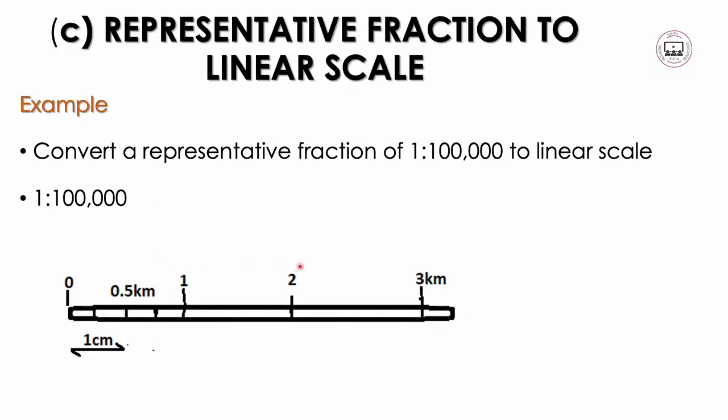So if we want to convert this to kilometers, you just divide that 50,000 by 100,000 centimeters, which will give us 0.5 kilometers. So this means that from 0 to 1, that is 2 centimeters, and if you divide this in half, then you have 1 centimeter, and that 1 centimeter represents 0.5 kilometers, while 2 centimeters represent 1 kilometer.